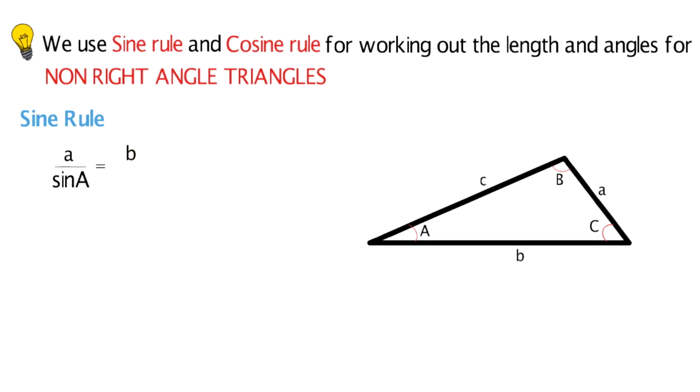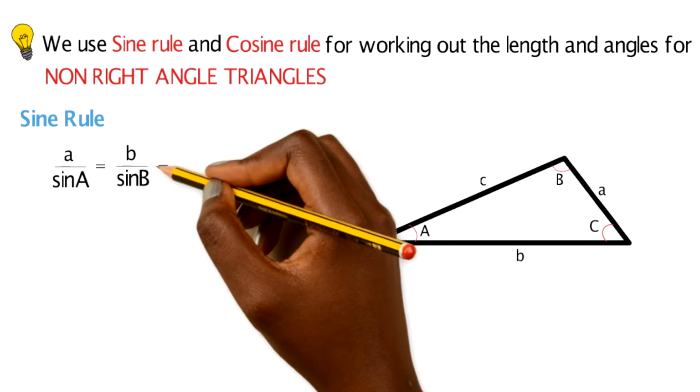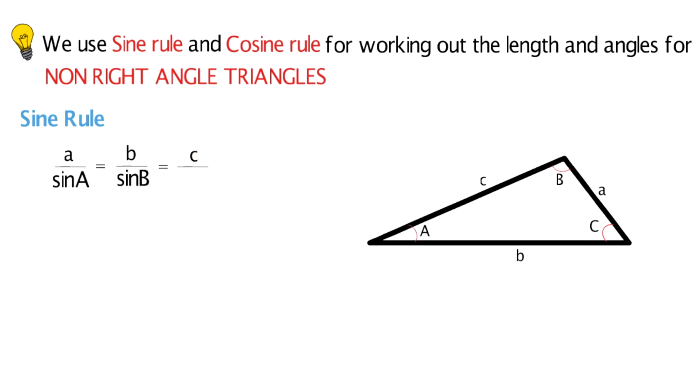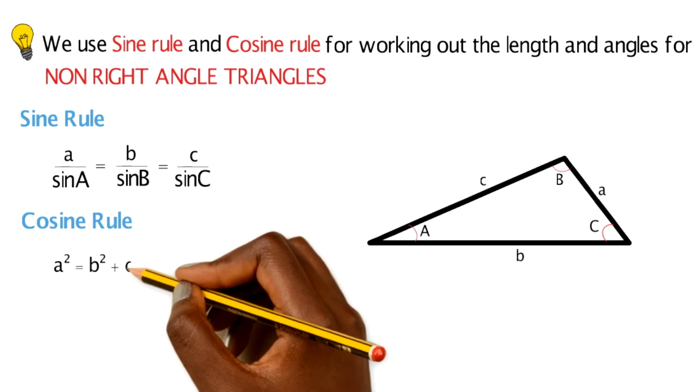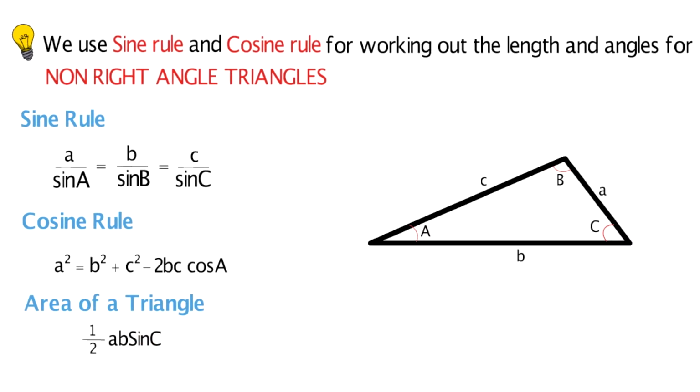A, our length a, over sine angle A equals b over sine B equals c over sine C. But when you're actually using it to work out an exam question, you don't have to use the c over sine C bit. You can just use a over sine A equals b over sine B, and I'll explain why in a second. Then our cosine rule, this is our formula: a squared equals b squared plus c squared minus 2bc cos A. And then we are so used to seeing area of a triangle in our maths growing up in life as half base times height, which is correct if your triangle is a right angle, but when your triangle is not a right angle, we use half ab sine C.